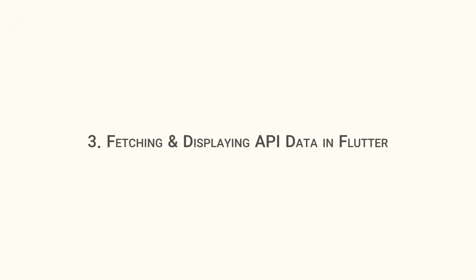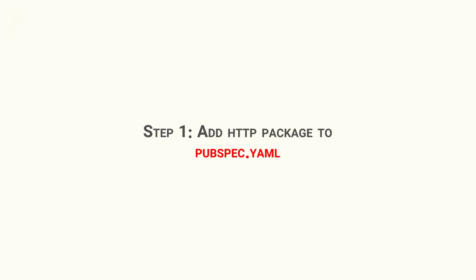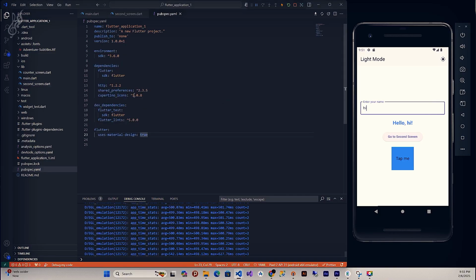Many modern apps rely on APIs to fetch real-time data from the internet. Flutter makes this easy using the HTTP package. Step 1, add the HTTP package to pubspec.yaml. You should input the package exactly right here, and after that press this button to get the packages.